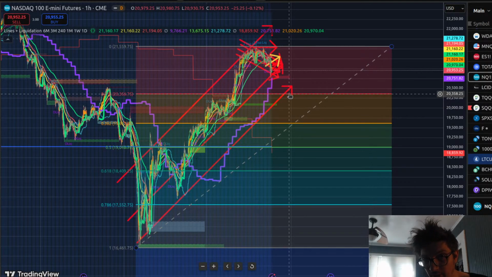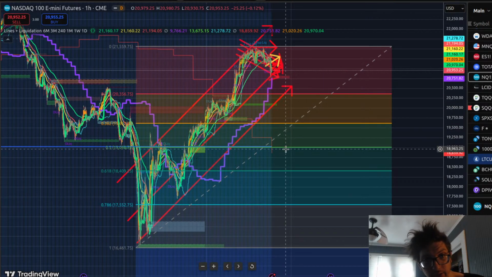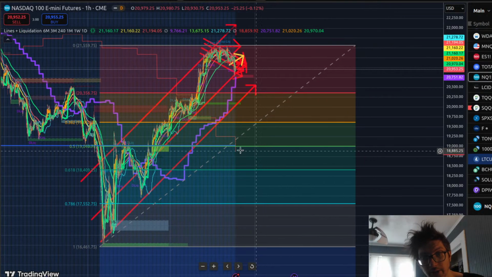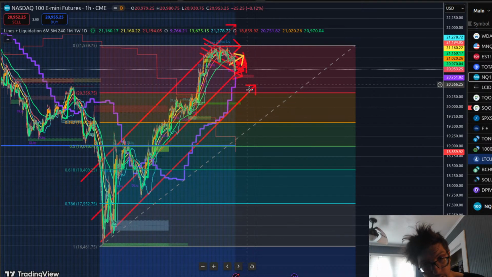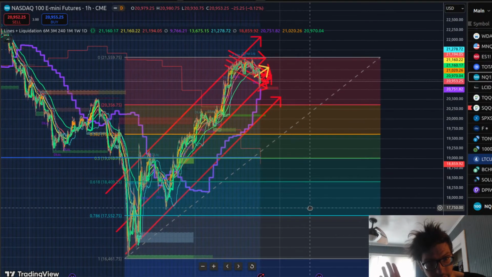We have to break below this line. We have to break below where we're at now. We have to break below multiple levels to get here. Right? But this, I would say, is probably going to be a strong level of support if we even get close to it. Right? Again, not financial advice, not a financial advisor.